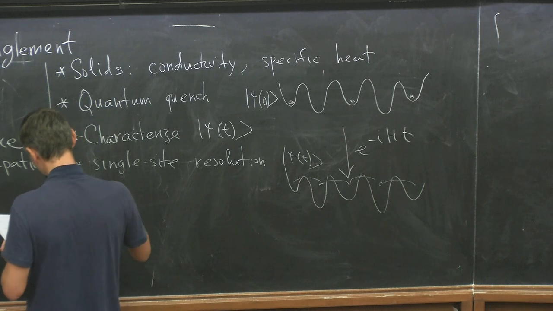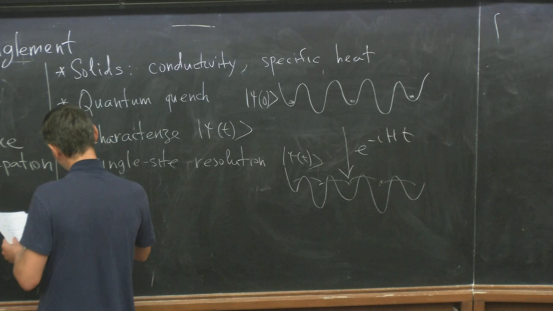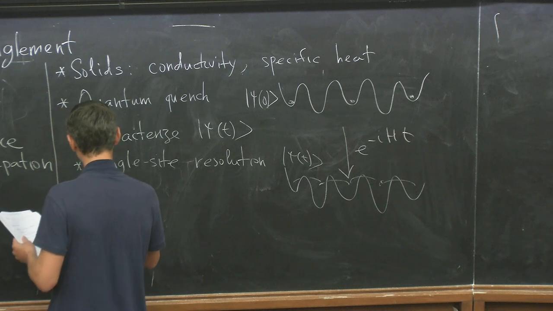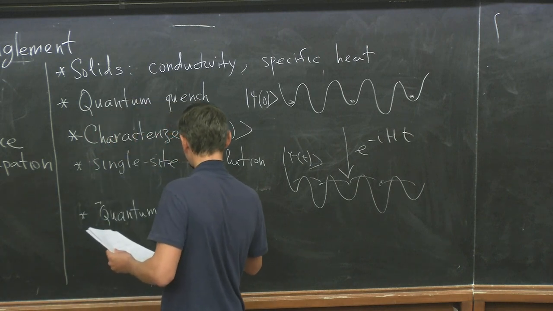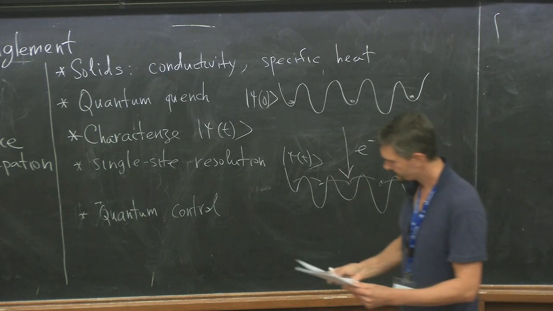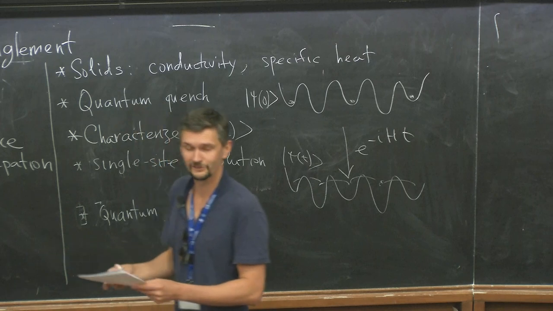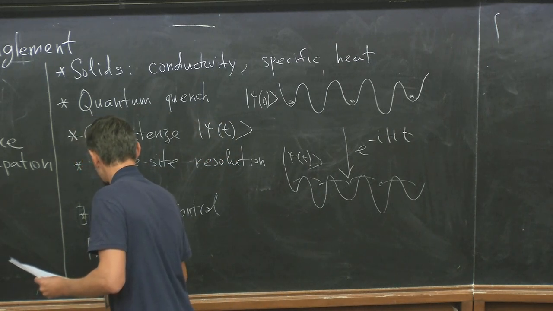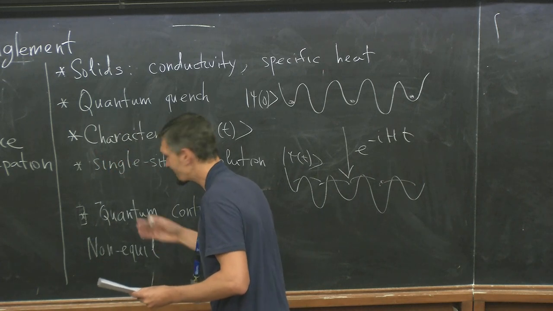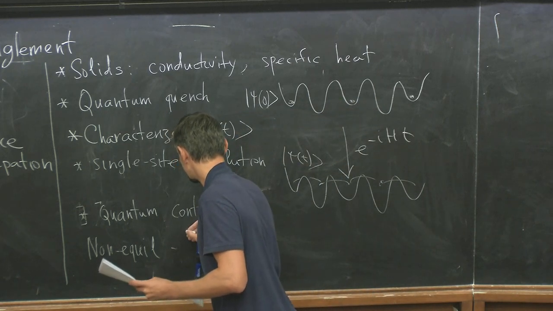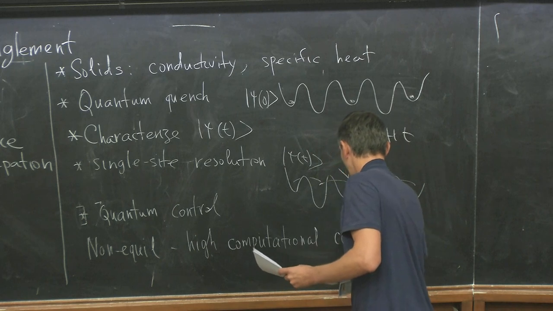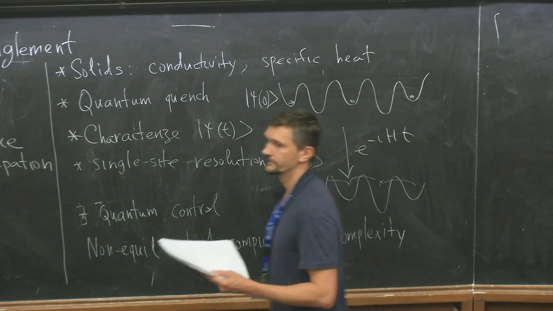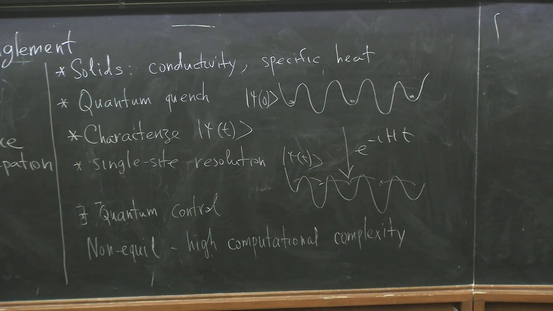But this endeavor is also related to the desire to find better means of quantum control, developing strategies for really controlling many-body systems. Another interesting aspect, as we will see, is that many of the non-equilibrium problems have high computational complexity, and therefore they are a very natural candidate for looking for useful quantum advantage, using quantum processors, quantum computers.